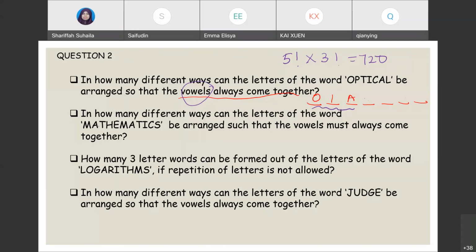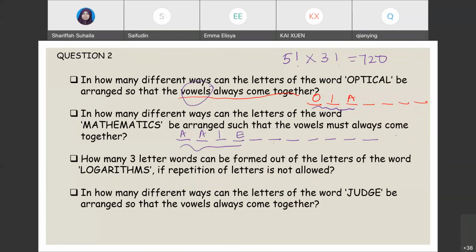How? Let's say we arrange first. 1, 2, 3, 4, 5, 6, 7, 8, 9, 10, 11. Let's say we have 11 spaces. We have the vowels A, I, and also E. The others we can arrange. Again here we have 1, 2, 3, 4, 5, 6, 7. So take the vowels as a group. We have 7 spaces, plus one more, so we have 8.